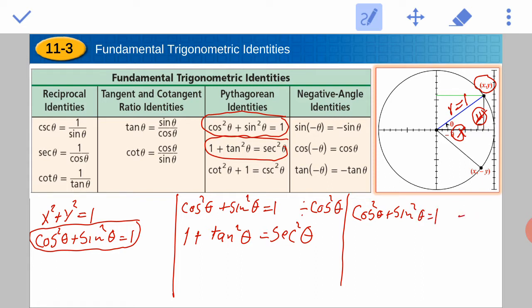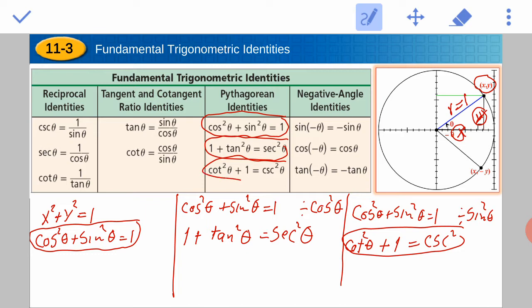I can divide every term in this identity, this time by sine squared theta. If you divide cosine squared over sine squared, this is exactly cotangent squared theta. Cotangent squared theta plus sine squared over sine squared, this is exactly 1, is equal to 1 over sine squared. The reciprocal of sine is cosecant squared theta. This is the third one, guys. So we have verified the three Pythagorean identities.